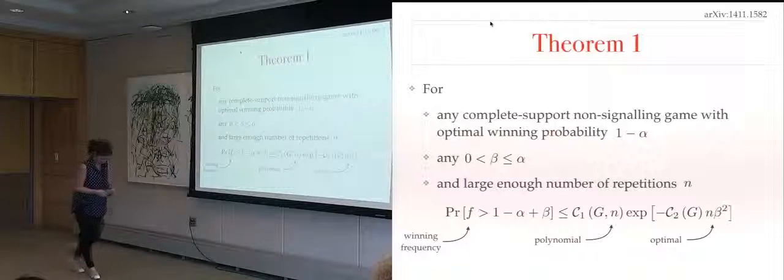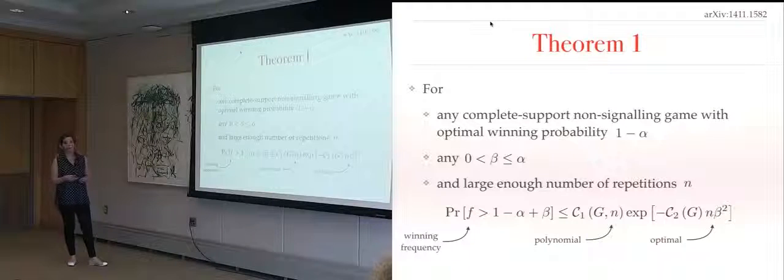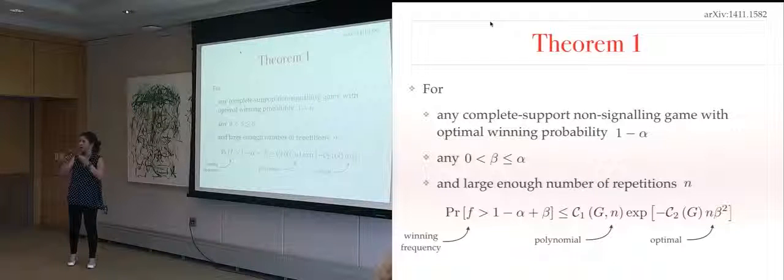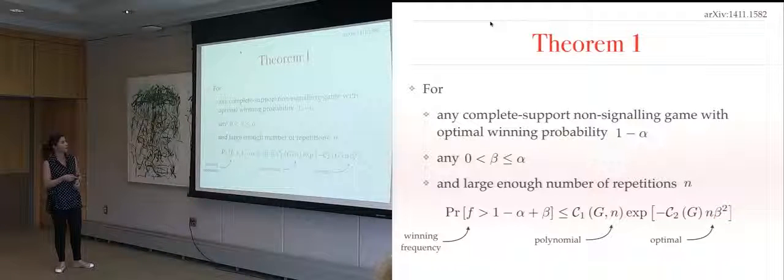Just to state the result, a bit more technical: any complete support non-signaling game. What is a complete support game? It just means that for every subgame, the distribution for the questions for the players has non-zero probability to ask any combination of the questions. This is basically connected to the way we define non-signaling conditions. So it's really related to that.